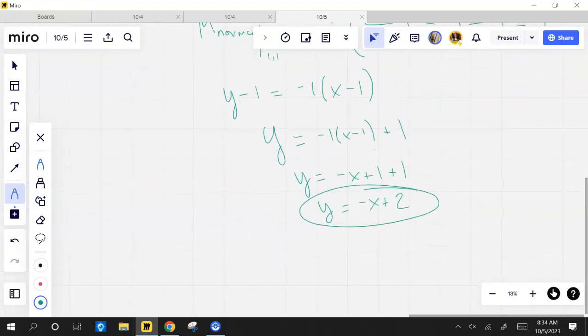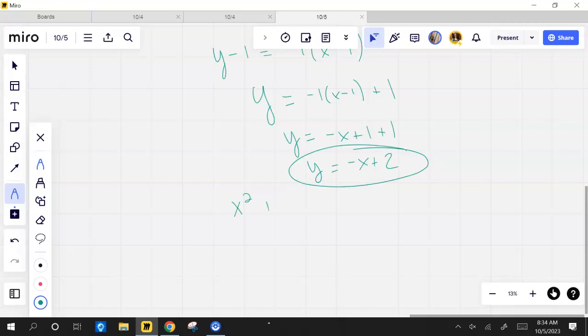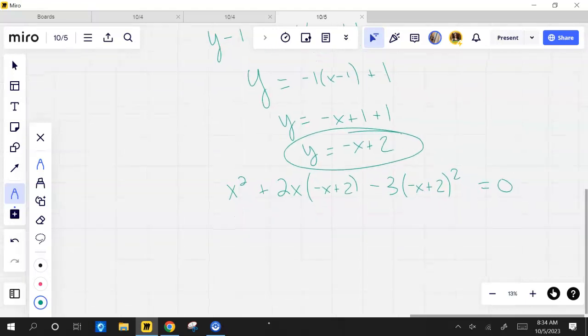Okay, let's plug it in and see what happens, because I want to see what happens now. X squared plus 2x, it's not y anymore, it's negative x plus 2. Minus 3y squared, it's not y anymore, it's negative x plus 2, squared. Equals 0. We should be able to find an x value now. Yes? Say yes, if we can. Yes. Thank you. Minus 2x squared plus 4x plus 3x. Oh, nope. X squared minus 4x plus 4. I'm just going to keep trudging through this.